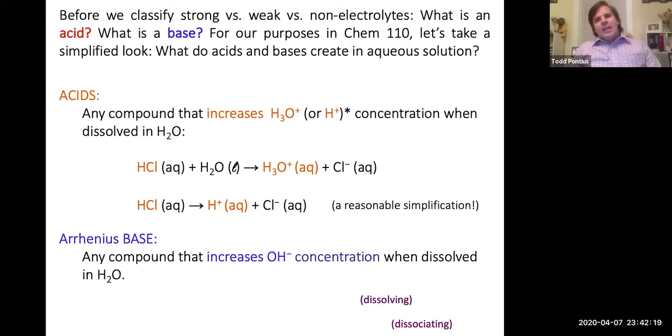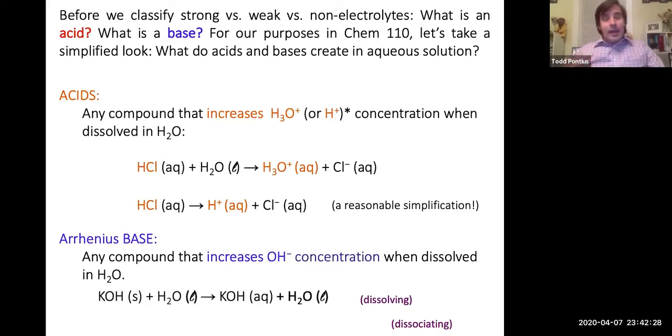Then we're going to look at an Arrhenius base. An Arrhenius base is anything that increases the concentration of hydroxide in an aqueous solution. So KOH, potassium hydroxide, is a classic example. It first goes through the solvation process when we put it into water. So the water kind of swarms around it, and then it'll dissociate completely into its constituent ions, the K+ and the OH-, the hydroxide. So acids, their calling card is H+, hydronium, and bases, their calling card is hydroxide, OH-.